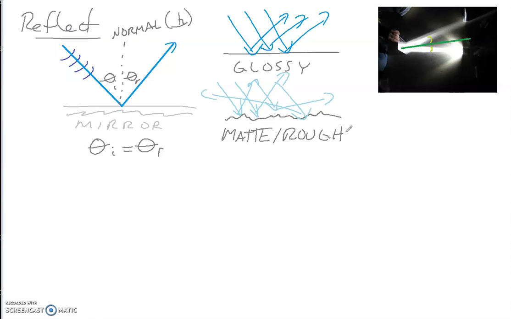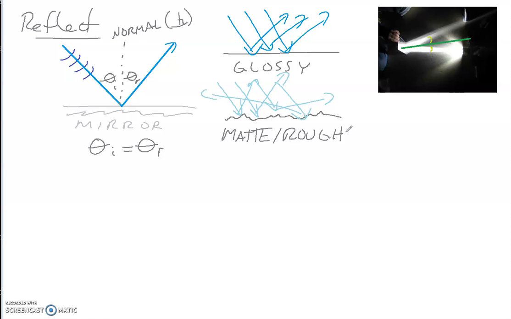And the same thing happens with sound. If you have certain acoustic type rooms, they'll have either smooth surfaces or rough surfaces depending on whether they want the sound to reflect really well or not well. So it's used for lots of different things. Okay, but that's basic reflection.